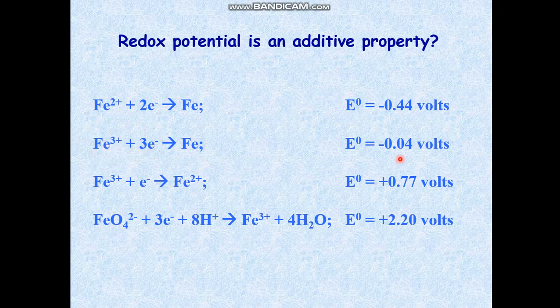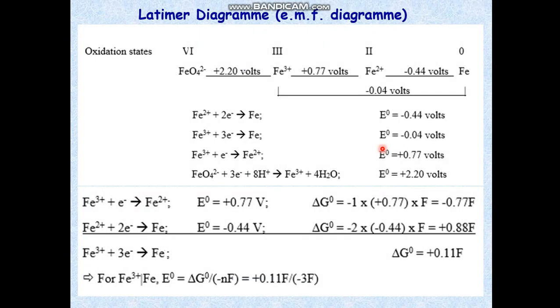So let us add the E0 values of equations 1 and 3 together, and what we get is that the combination of these two is minus 0.44 plus 0.77, that is, plus 0.33 volts. But this 0.33 volt is not reflected here. This value is something different. So how can we take help of these two equations in order to find out the redox potential of this equation or this relationship? Let us take the help of the Latimer diagram.